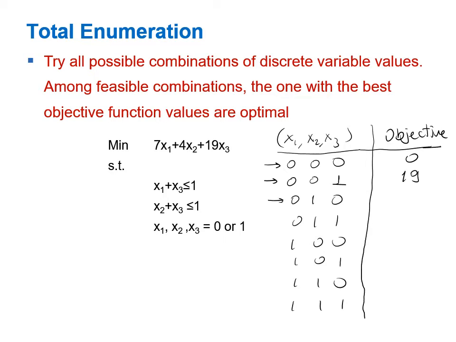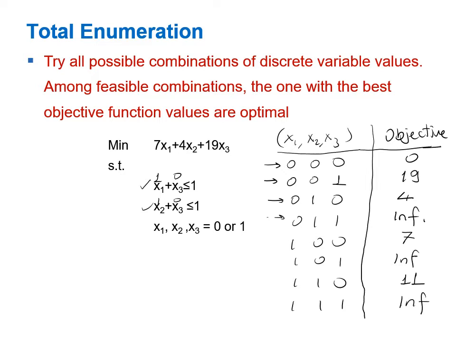This third one, 0, 1, 0, is also feasible, and the objective function value is 4. 0, 1, 1, when you plug in 1 and 1 here, you will see that this is not a feasible solution. Okay, so this is infeasible. Then the next one, 1, 0, 0 is feasible and the objective function is 7. 1, 0, 1, according to this first constraint, is infeasible. And then the next one is 1, 1, 0. If you look, both constraints are satisfied and the objective function value is 11. And the last one is infeasible.